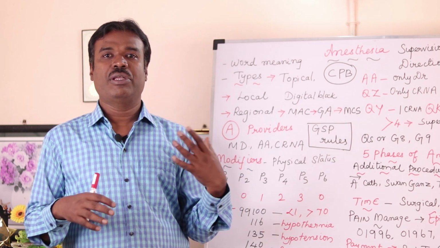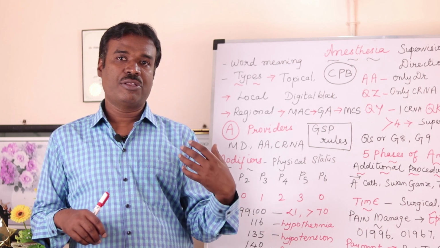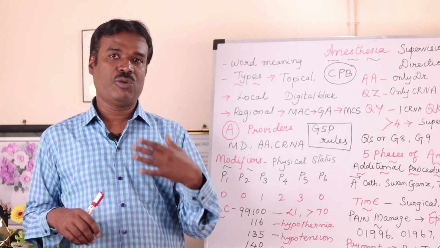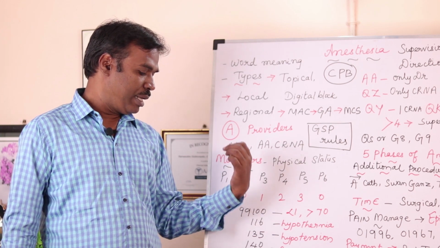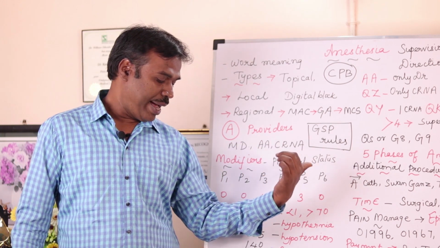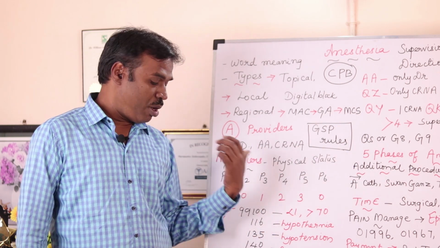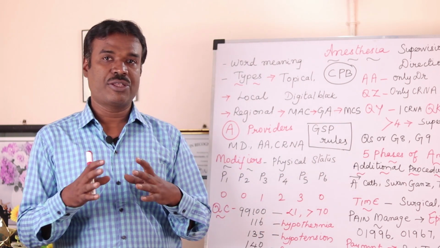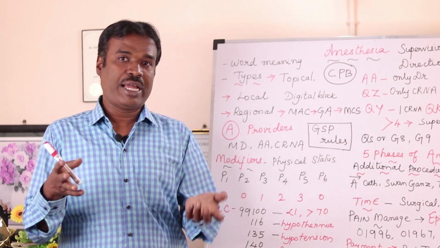So here we have something called physical status modifiers, and these range from 1 to 6. That would be P1, P2, P3, P4, P5 and P6. These modifiers give an understanding of the nature of the patient's status.